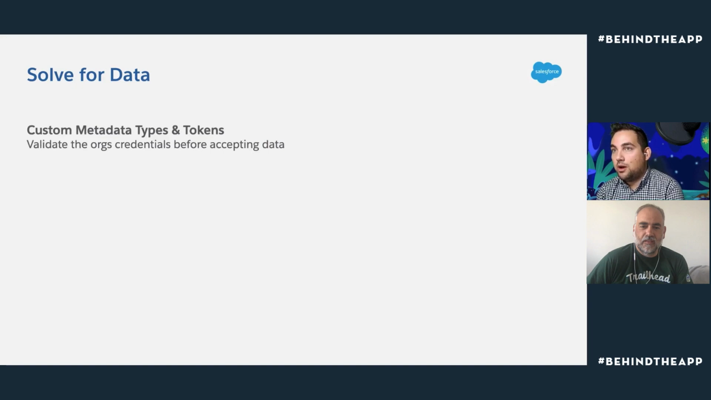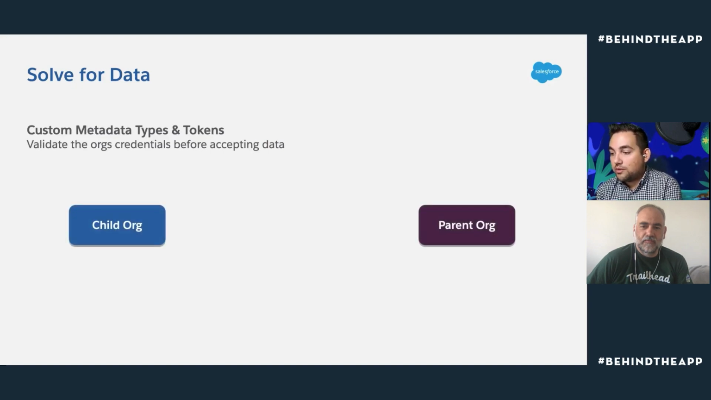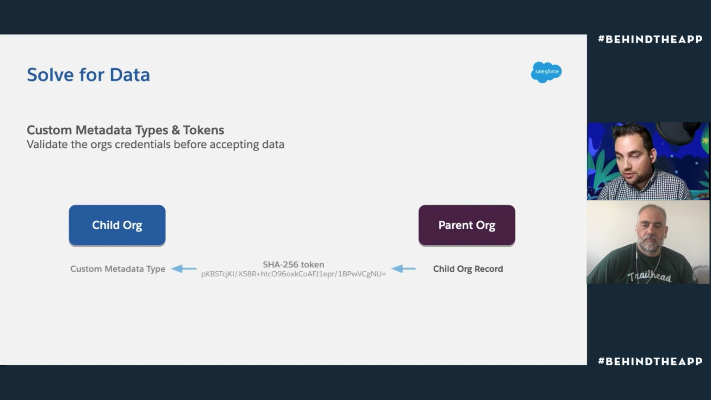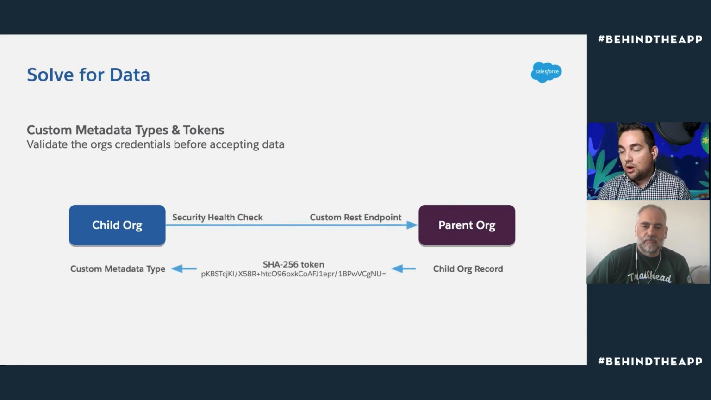Now, some of the stuff that I was working on around the data was understanding how we can pass it from that child org into the parent org. Like Andrew just said, we'd have the records in the child org, and then we'd have a matching child org record in that parent org, so that we knew which org it was matching to, because we have all of these child orgs that are going to be sending data across to the parent org. We needed to be able to validate and ensure that that was the correct org.